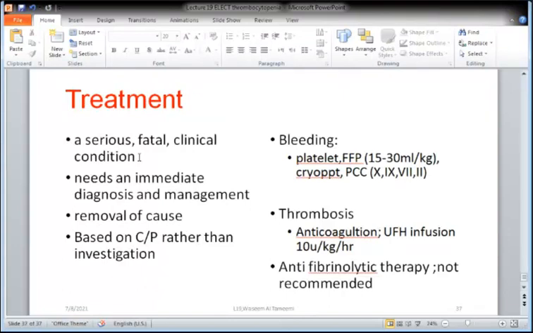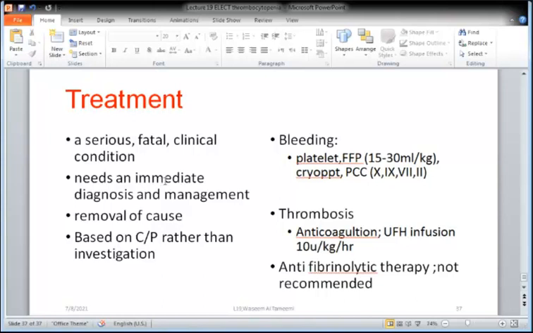Treatment. The disease is serious and fatal. The prognosis depends on the underlying clinical condition. يعني مثلا ممكن إذا كان المريض underlying the infection, eradication of the infection can control the disease. Intrauterine fetal death, removal or evacuation of the uterus from the dead fetus may correct the condition. But we may have certain conditions which may be fatal. Therefore, the prognosis depends on the underlying condition.